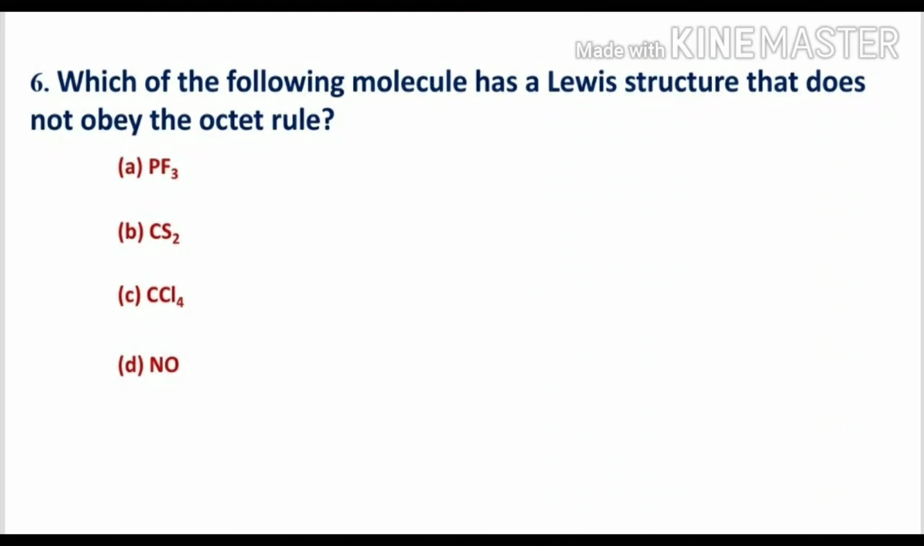So they obey the octet rule. So option D does not obey the octet rule. So D is the correct option.